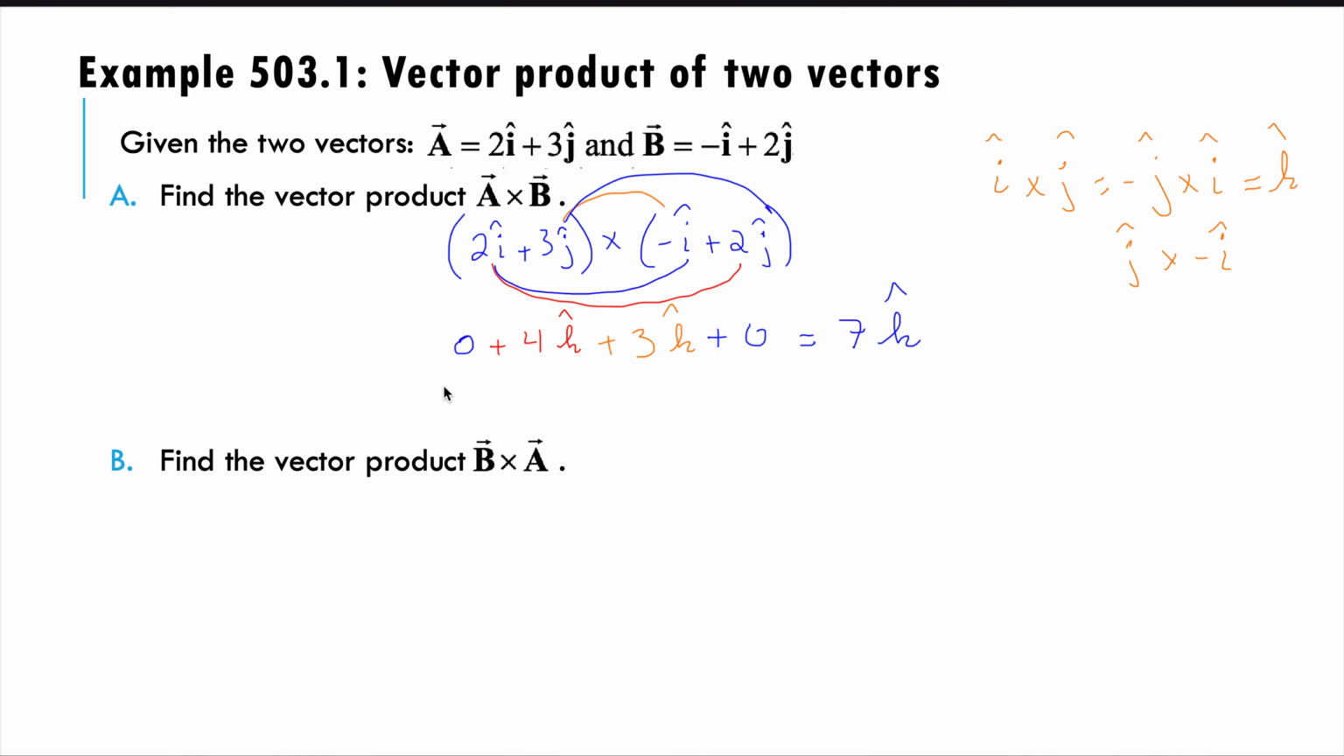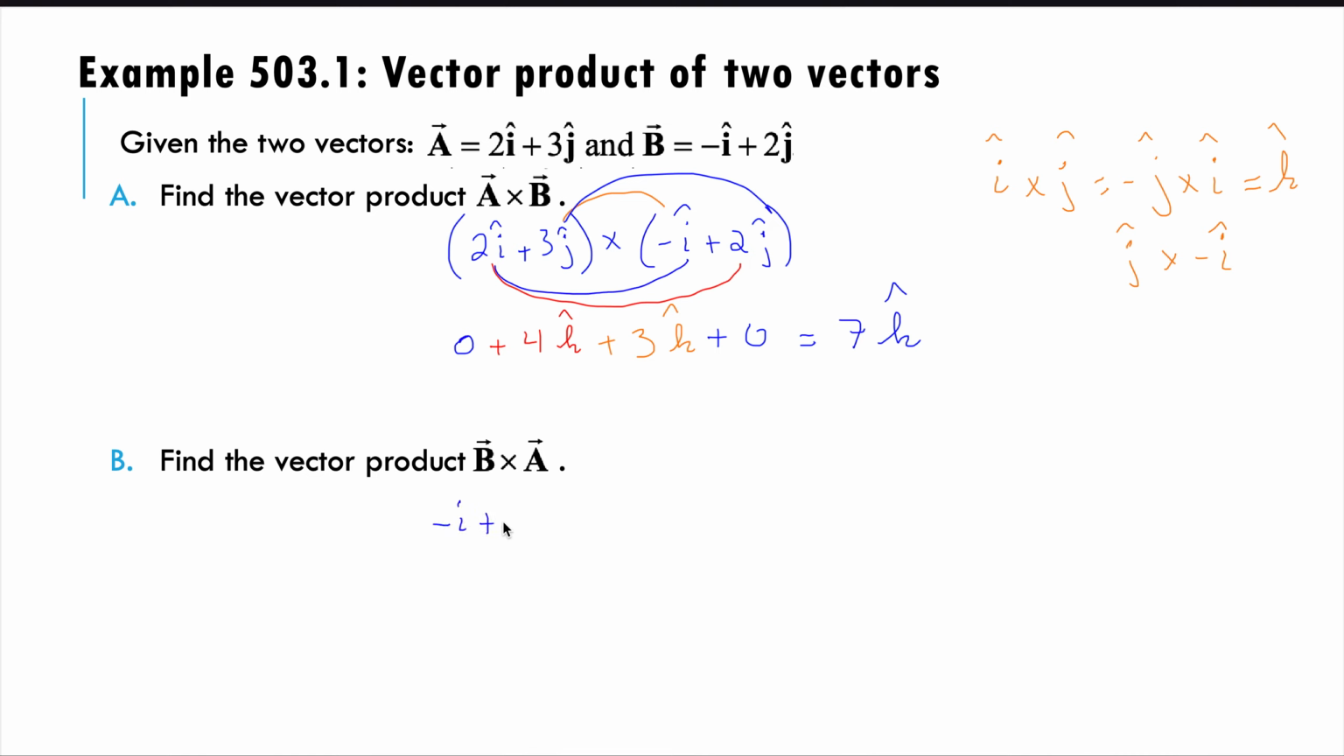Now let's find the vector product B cross A. If you remember what we learned in the video, whenever you change the order of the two vectors when you do a cross product, the difference is just a negative sign. So we already know that the answer is going to be negative 7k. But we can do the same thing. Let's go ahead and write it out.